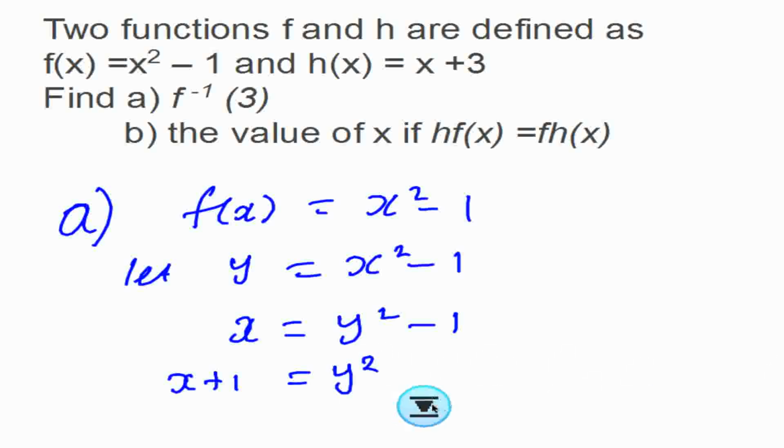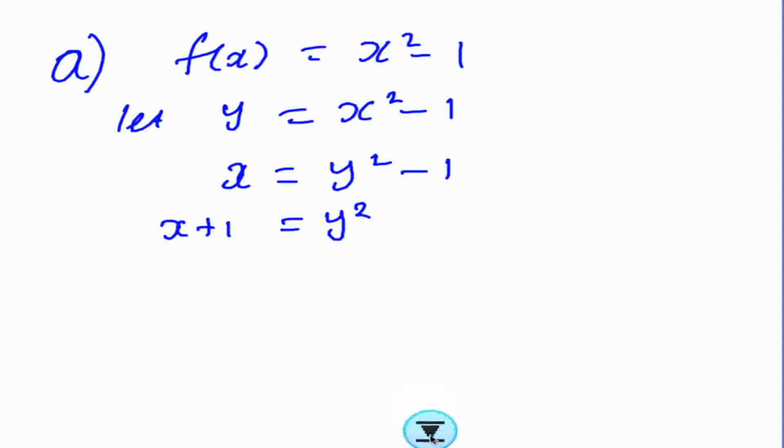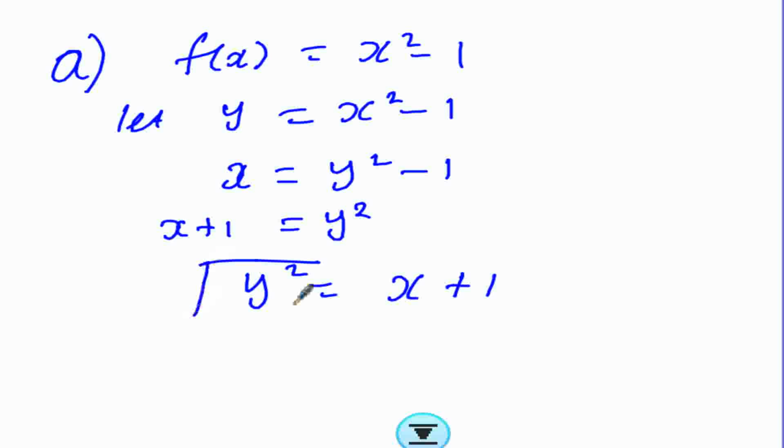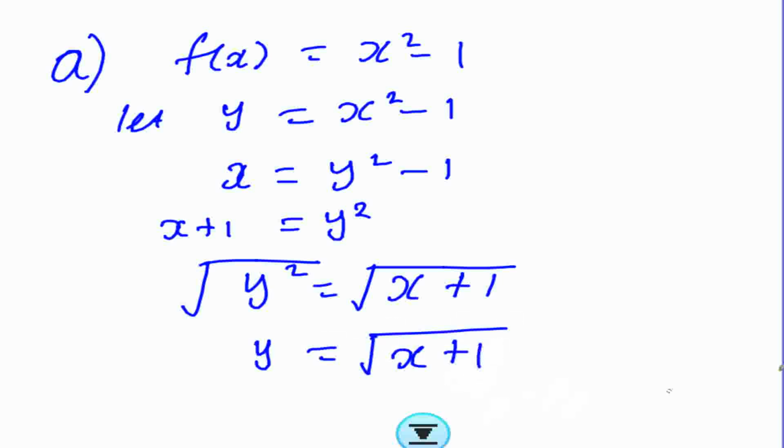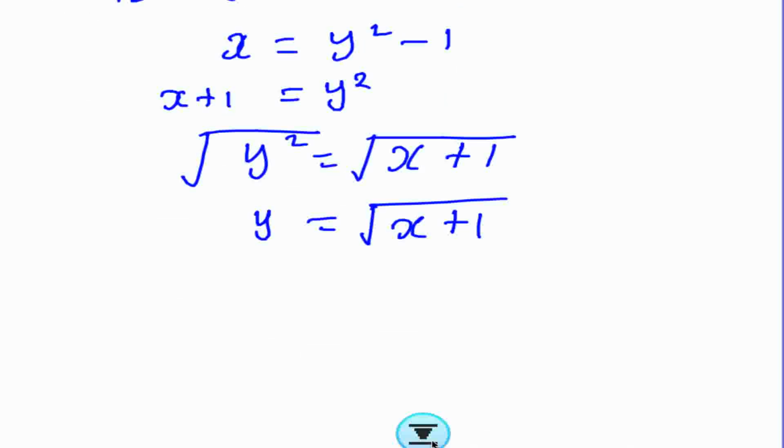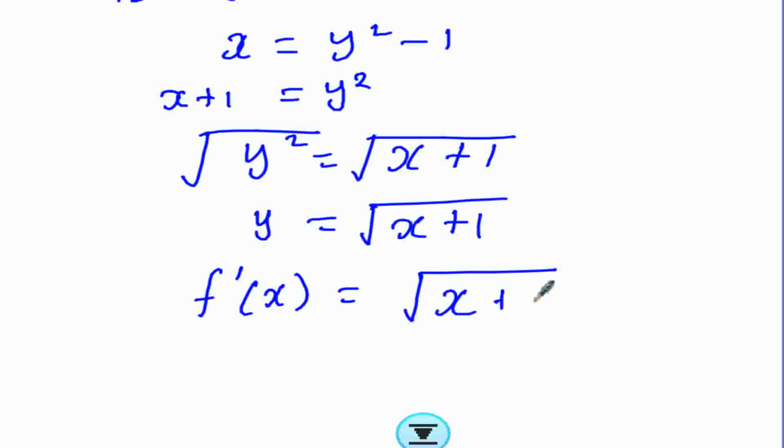This can be written as y squared is equal to x plus 1. So find the square root on both sides to get rid of this square on the y. So that will give us y equals the square root of x plus 1. So our inverse of f(x) is the square root of x plus 1.